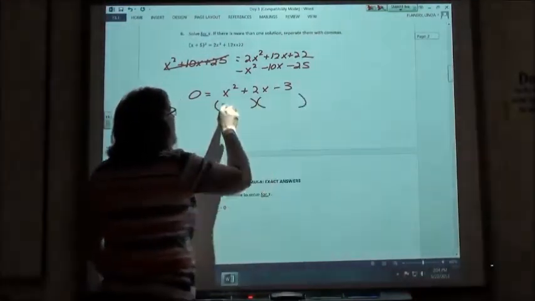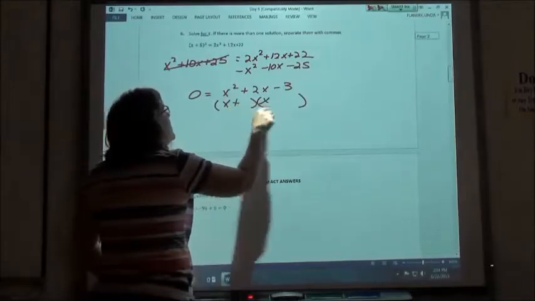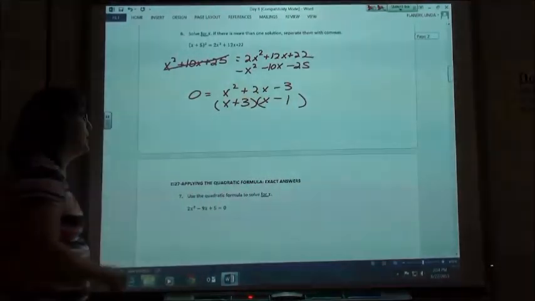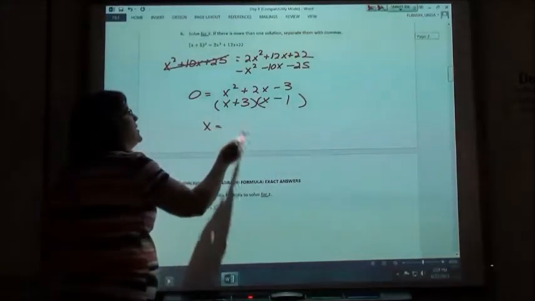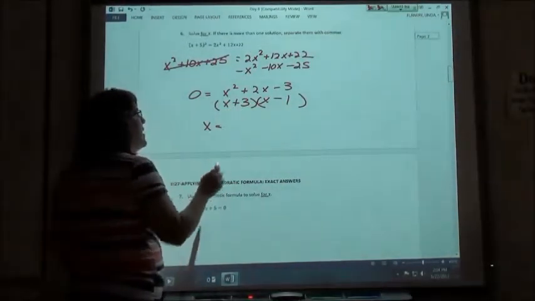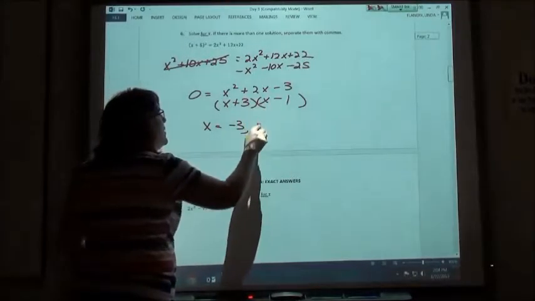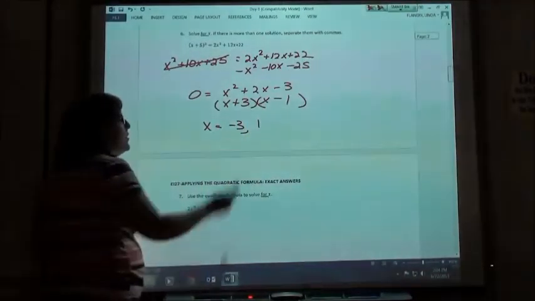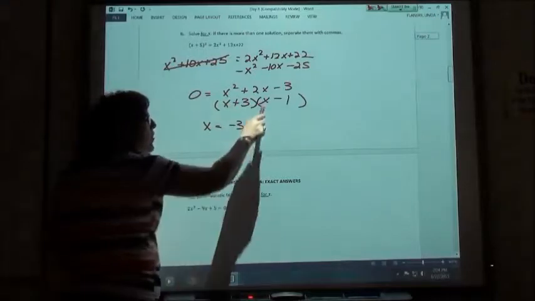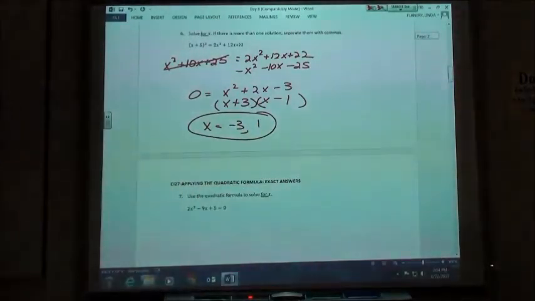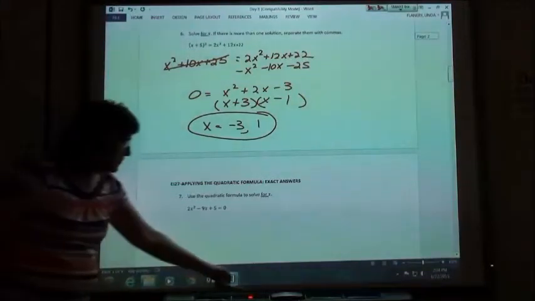Factoring, x and x, a plus and a minus, and I'd have to have a plus 3 and a minus 1 to get a plus 2. So my two solutions: if x plus 3 gives me a negative 3 answer, and if x minus 1 gives me a positive 1 answer. Negative 3 plus 3 is 0, and 1 minus 1 is 0. And so negative 3 and 1 would be my solutions.